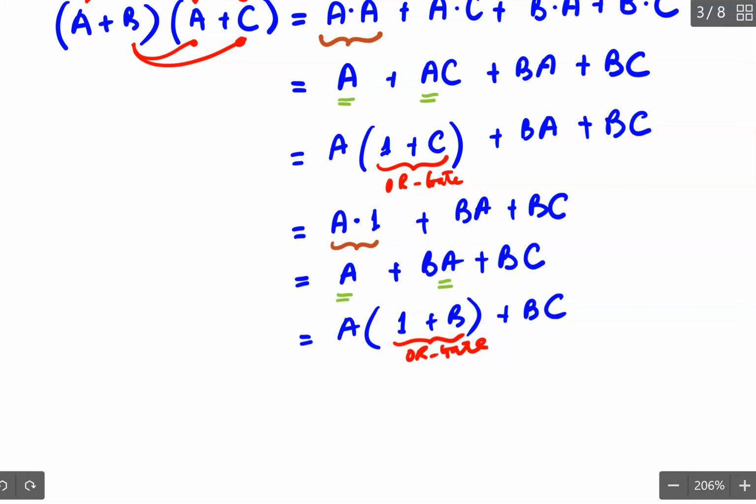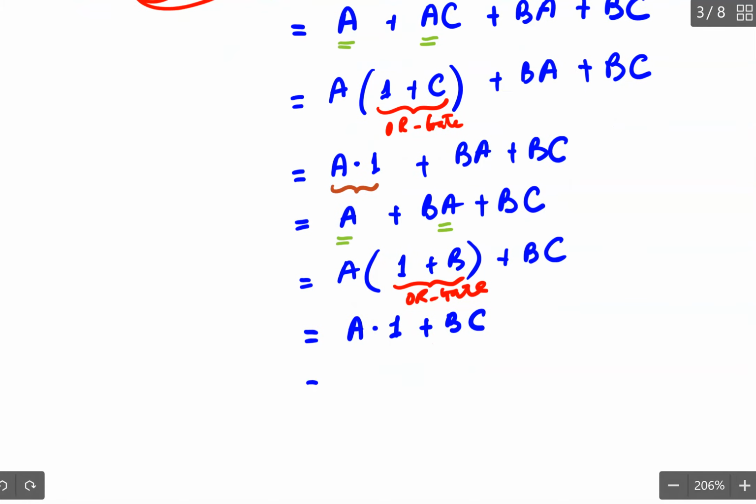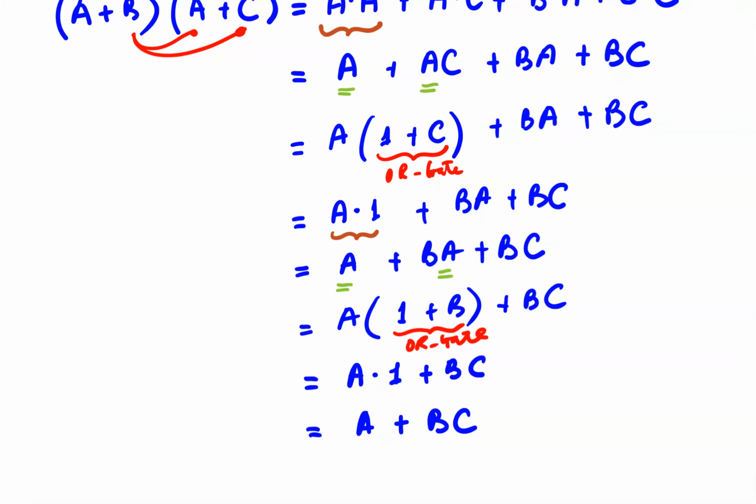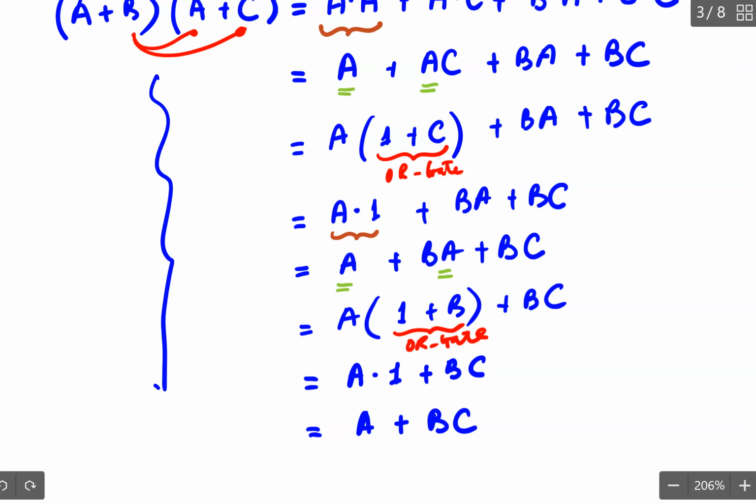Okay, the OR gate, I have a 1 as the input. My output has to be 1. So in this case, I will have A dot 1 plus BC. A dot 1 is just A, so I write A plus BC. Alright, so what do I have on the right hand side originally? I have this, A plus B times A plus C.